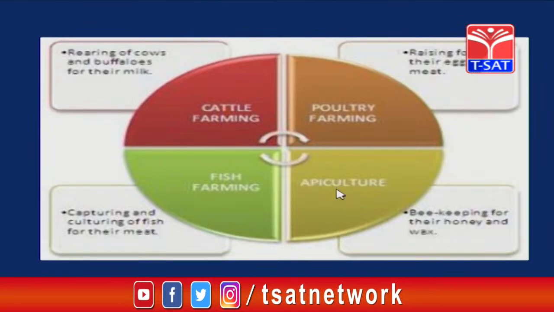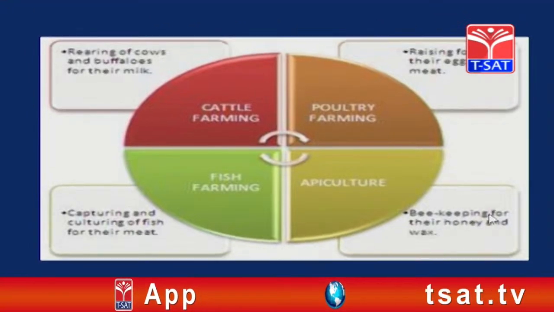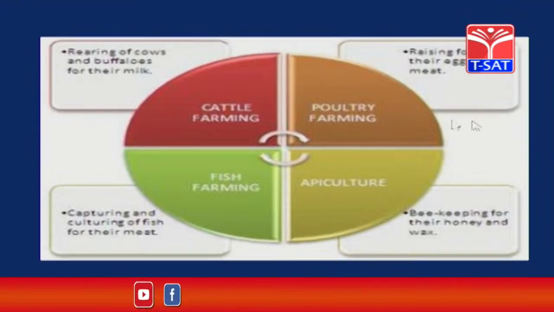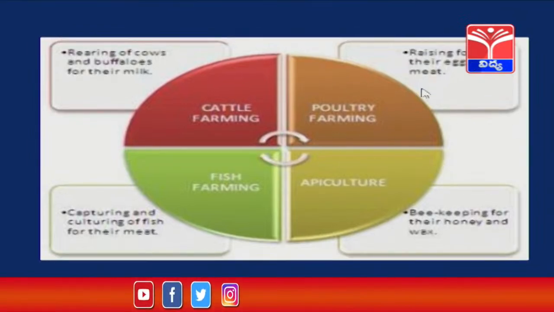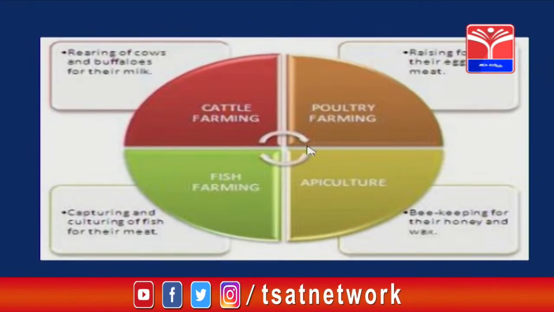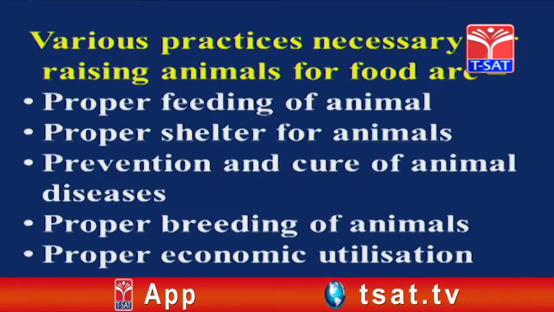The last one is apiculture, that is also called beekeeping. Why is beekeeping done? It is done for honey as well as wax. So these four, that is cattle farming, poultry farming, fish farming and apiculture, all come under animal husbandry. Is it clear, children? Have you understood?